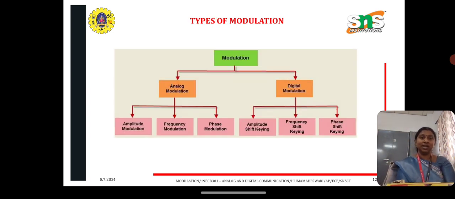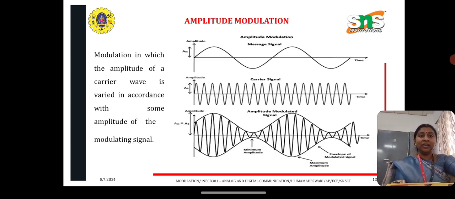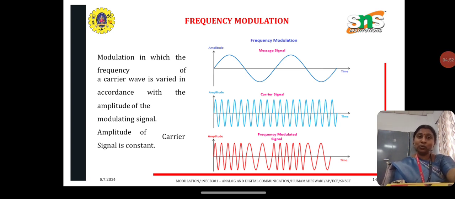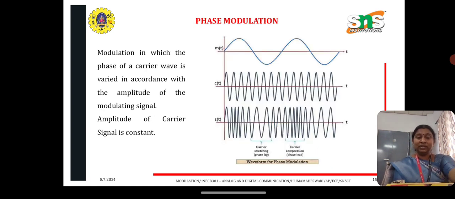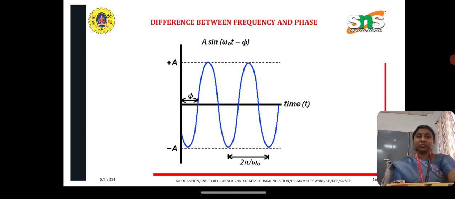The various types of modulation are analog and digital modulation. In analog modulation, we have amplitude modulation, and then frequency modulation and phase modulation, which come under angle modulation. In digital modulation techniques, we have amplitude shift keying, frequency shift keying, and phase shift keying. In amplitude modulation, the amplitude of the carrier wave is varied in accordance with the amplitude of the modulating signal. For frequency modulation, the frequency of the carrier wave is varied in accordance with the amplitude of the modulating signal. For phase modulation, the phase of the carrier wave is varied in accordance with the amplitude of the modulating signal. This is the difference between frequency and phase modulation.